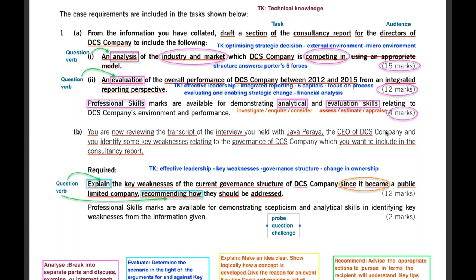Remember, Porter's 5 Forces model is not the only model that you are able to use to analyze the industry and market. If you read other strategic management books, you will find many other models that you are able to use to analyze the industry and market. By all means, if you're familiar with it, use it.